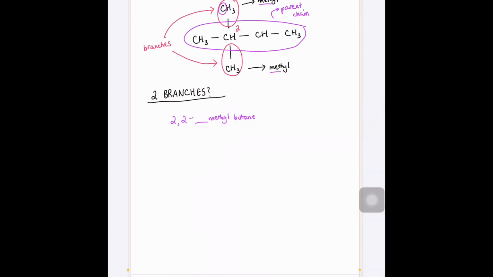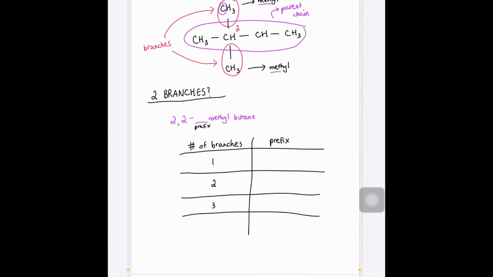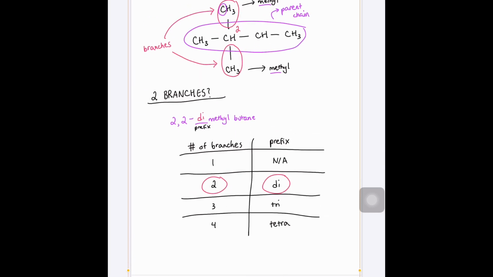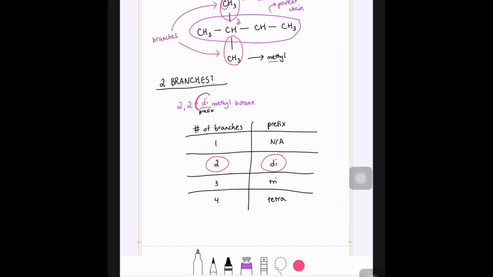But there is something we have to add when there's more than one branch on the parent chain. And that is a sort of prefix before the methyl. So I'm going to draw another table. Basically, the number of branches in the compound corresponds to the prefix that you have to use. So if there's only one branch, you don't need a prefix. And usually in grade 12 organic chemistry, there won't be more than 4 branches. So if we go up to our example, there are 2 branches, and therefore our prefix is di. So it's 2,2-dimethylbutane.